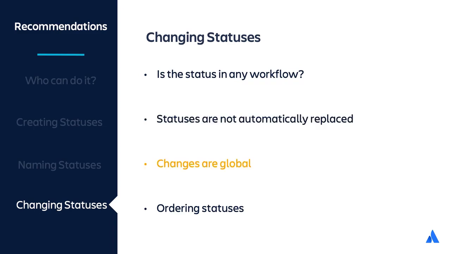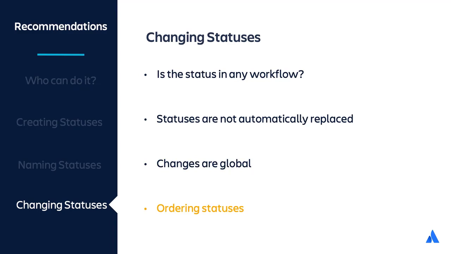If you change a status, for example its name or category, it changes everywhere. Care should be taken when making this change, as every workflow that contains this status will be impacted. This is why there's a list of workflows displayed in Status Administration indicating where the status is used. You can also change the order of statuses.